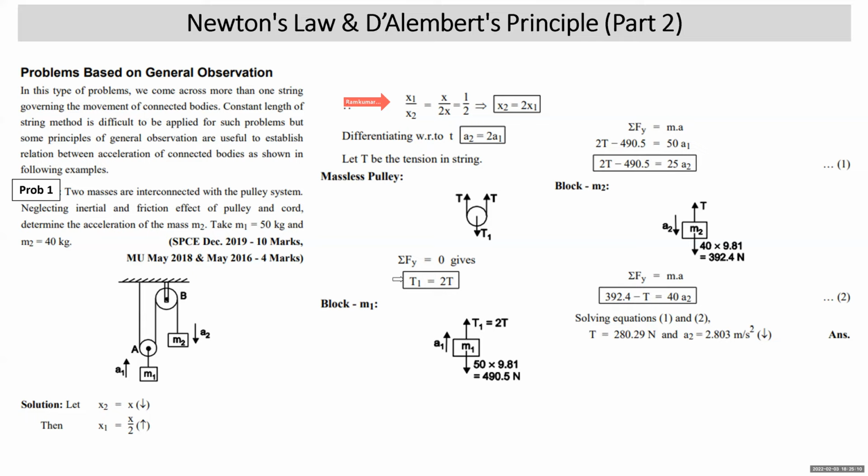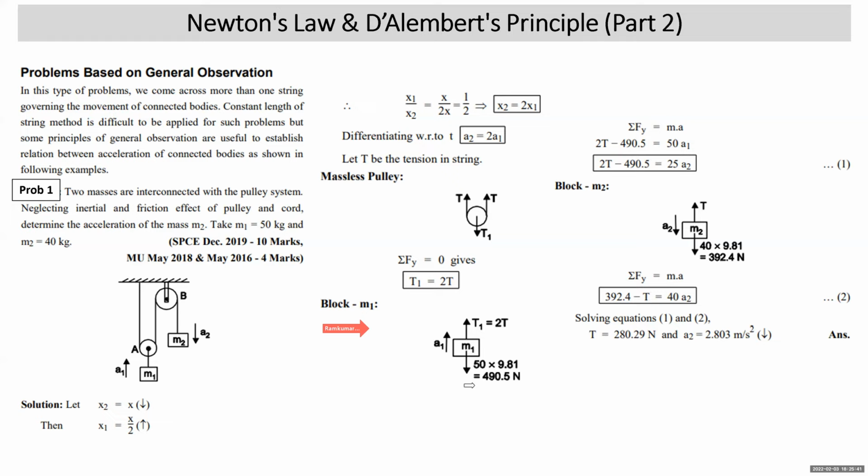Then we consider the FBD of block M1. This block will tend to go up, right? We are considering its acceleration as upward. This is given in the examination problem also, that this tends to accelerate down, this tends to accelerate up. So T1 is 2T. The weight of block M1 is 50 times 9.81, that is 490.5. Right, apply sigma Fy is equal to MA, where forces in the direction of acceleration are taken as positive. So 2T minus 490.5 is equal to 50 A1.